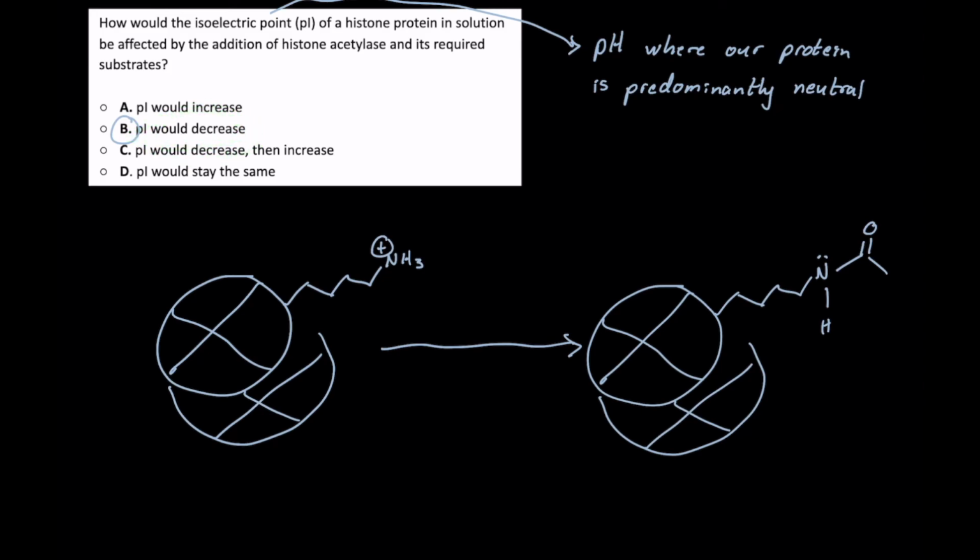If that doesn't make sense, we can also think about it the opposite way. If we start with an acetylated lysine and then add more positive charge, we're going to have to increase that pH in order to get that molecule to be neutral. So generally, when you add basic amino acids, you are going to increase that isoelectric point. And when you add acidic amino acids, you are going to decrease that isoelectric point.